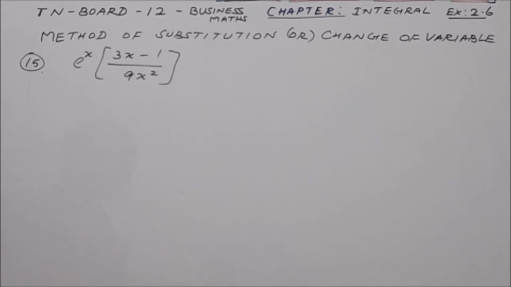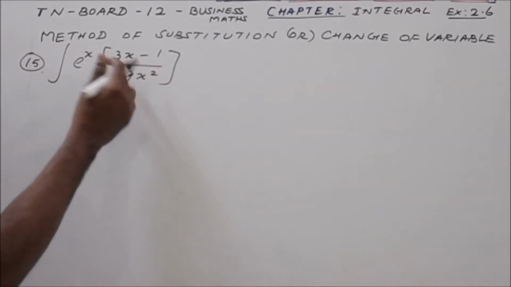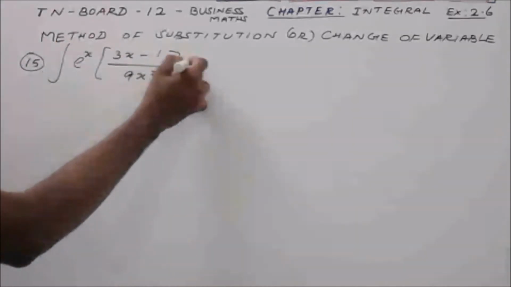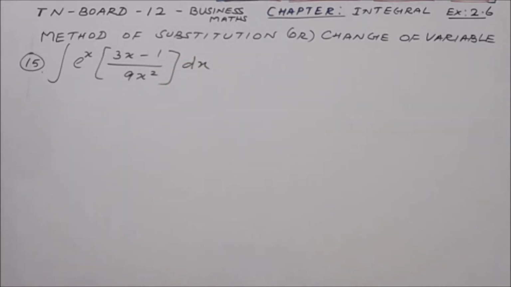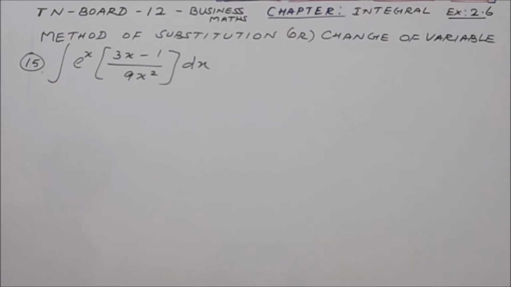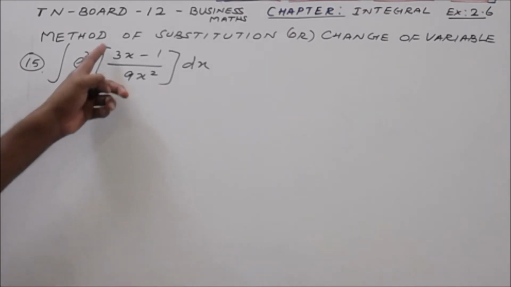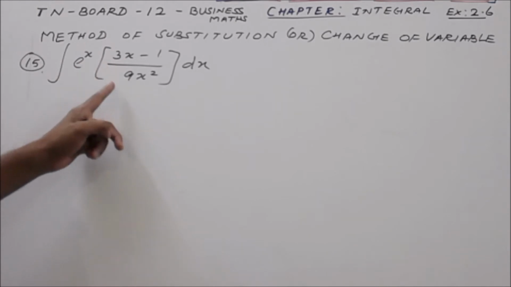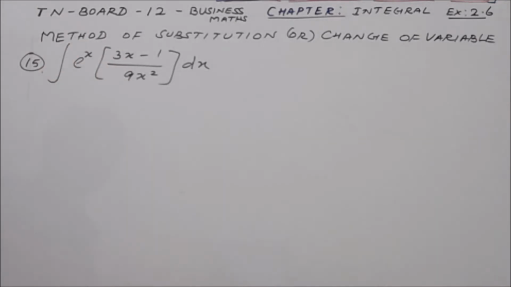Question number 15. Integrate with respect to x. The integral of e power x into (3x minus 1) by 9x square dx is given. Here we have e power x in the product. I think here we have 3, so the power should be multiplied by 3 here.